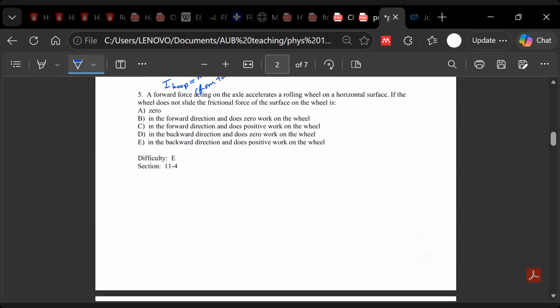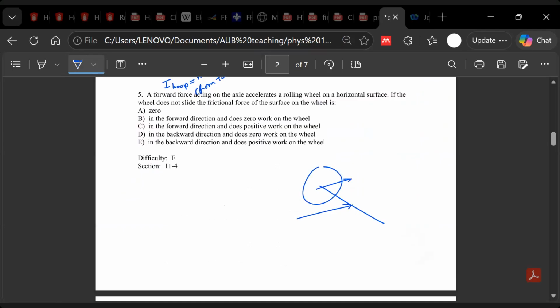A forward force acting on the axle accelerates a rolling wheel on a horizontal surface. If the wheel does not slide, the frictional force of the surface on the wheel is... so definitely there's some friction, right? What is the direction of this friction? I have a wheel connected to the axle here, and I pushed the axle, so the wheel should be pushed forwards, right? If there was no friction, the wheel would move without rotation, right?